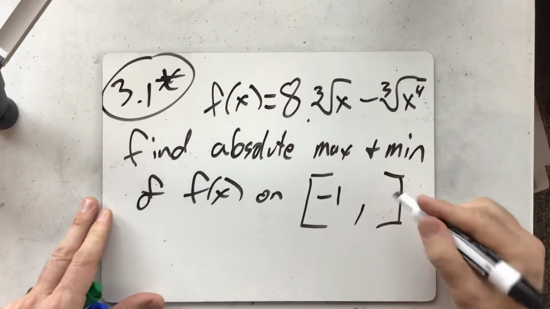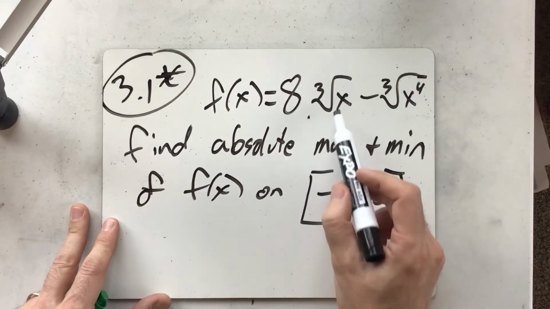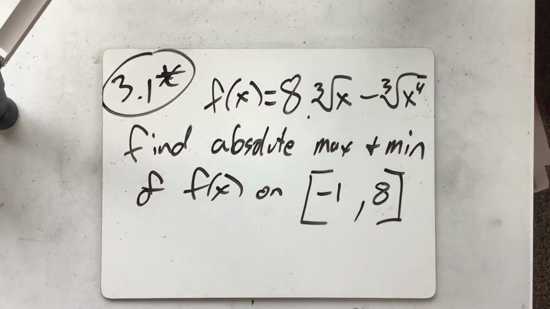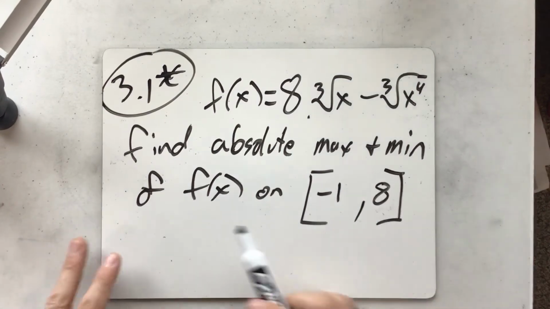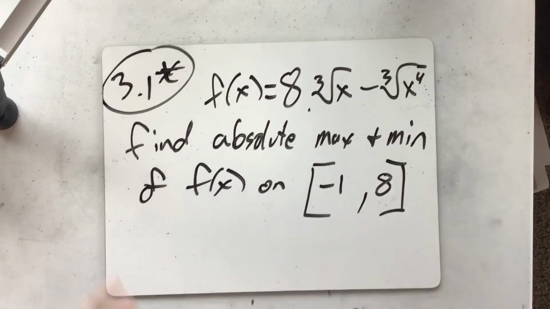Actually, let's not do +2. Let's do 8. You know why I chose 8? Because I know what the cubed root of 8 is. I don't know what the cubed root of 2 is. Okay, so find the absolute max and min of f of x on -1 to 8. Okay, so that's our region. And so how do I solve this problem?